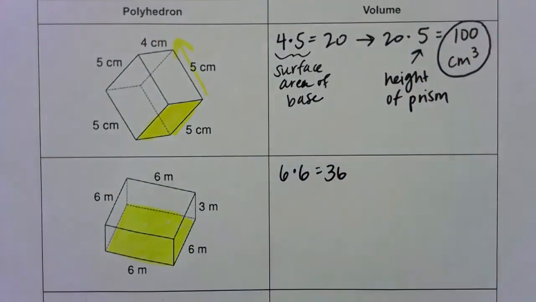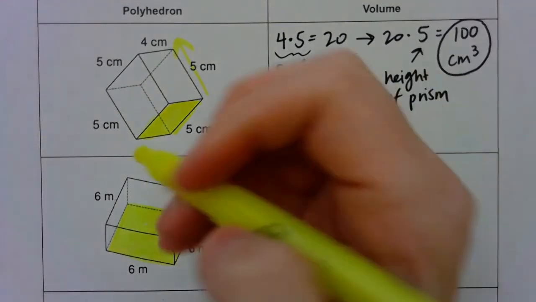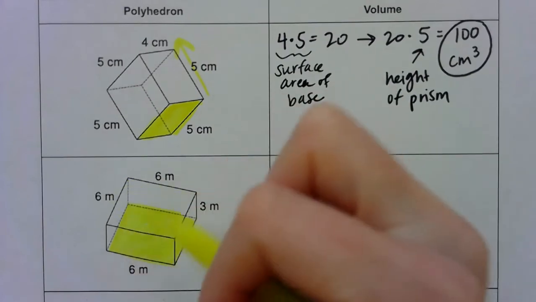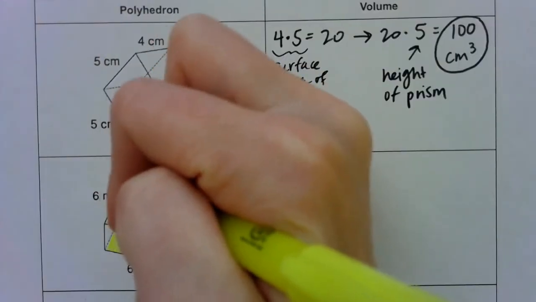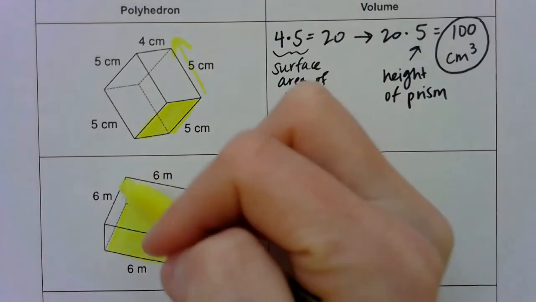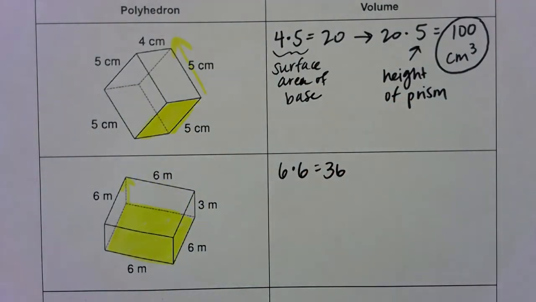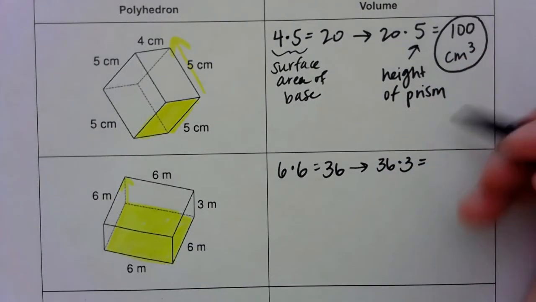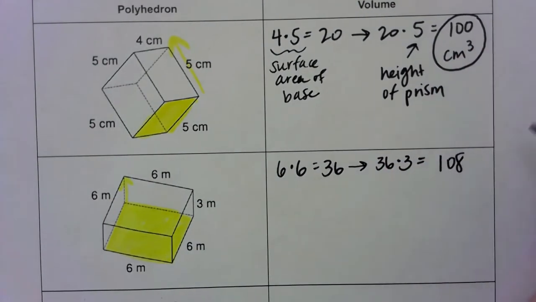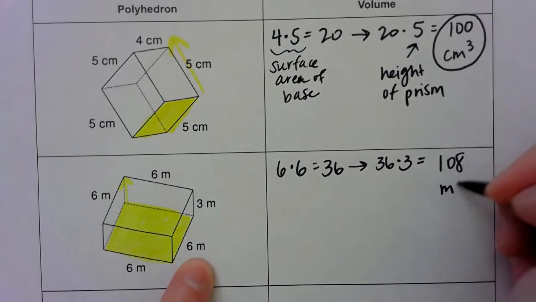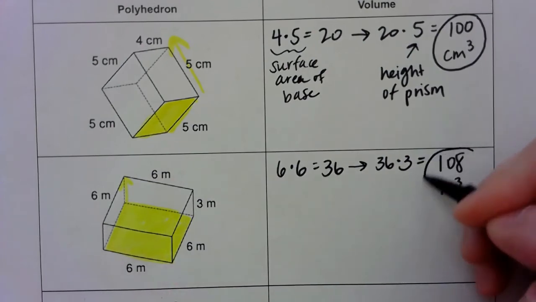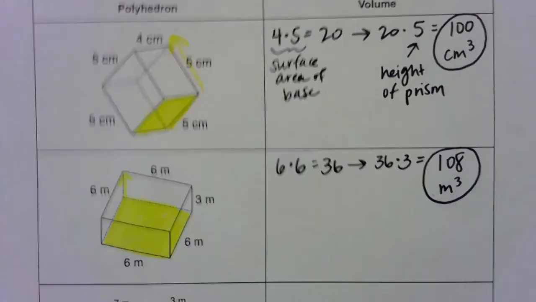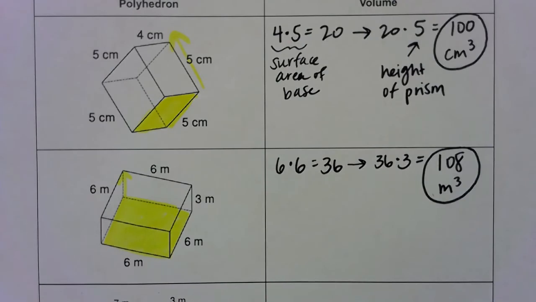And then I need to figure out the height of my prism. So if you think from the base to its opposite parallel face, the other base, you can think about going from the base up. That height is 3. So I'm going to take my 36 times 3, which is 108. And we're measuring in meters. And this is meters cubed since it's volume. Okay, so 108 cubic meters would fit inside of that rectangular prism.